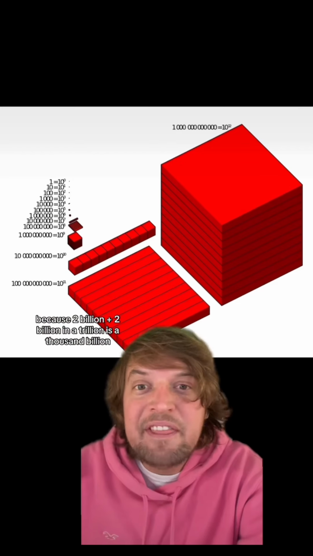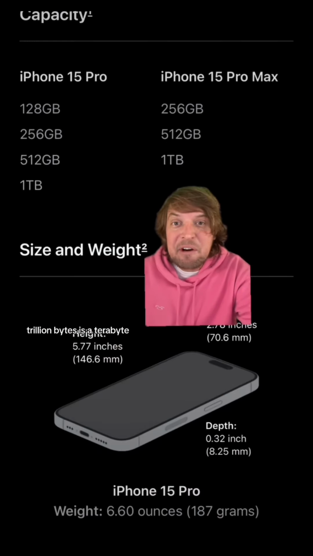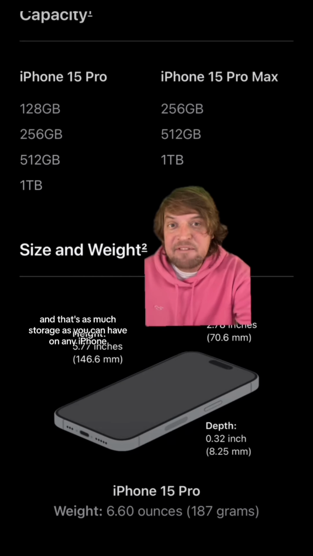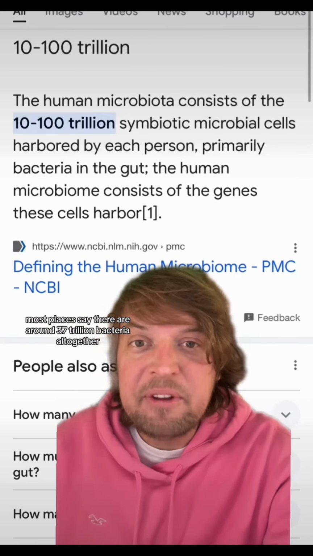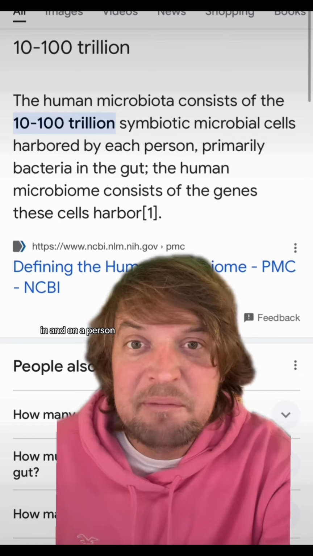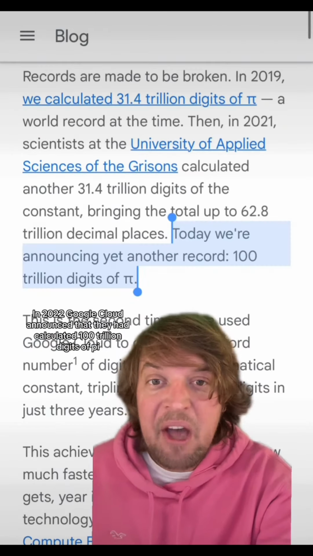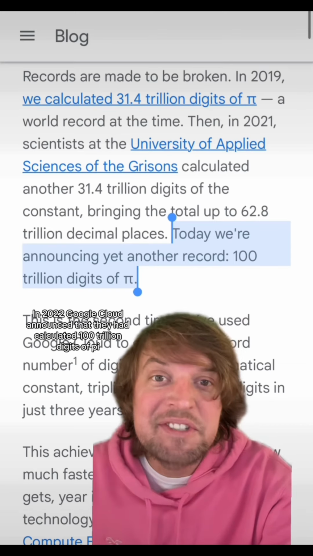And a trillion is 1,000 billion, or a million millions. A trillion bytes is a terabyte, and that's as much storage as you can have on any iPhone. There's about 1 trillion bacteria on the surface of the human body, and the human body itself is composed of about 30 trillion cells. Most places say there are around 37 trillion bacteria altogether in and on a person, mostly in the gut. In 2022, Google Cloud announced that they had calculated 100 trillion digits of pi.